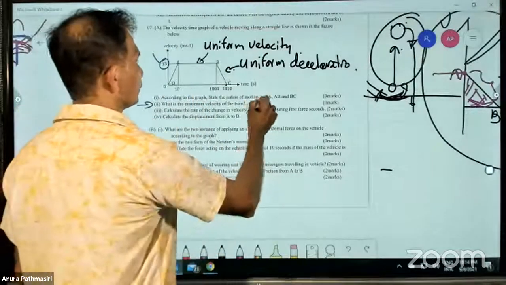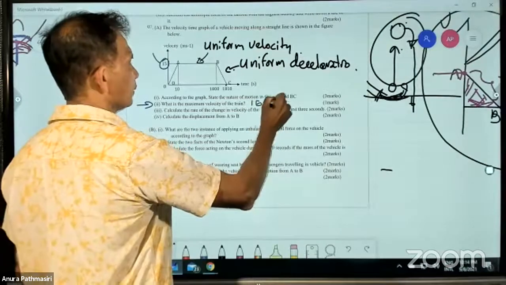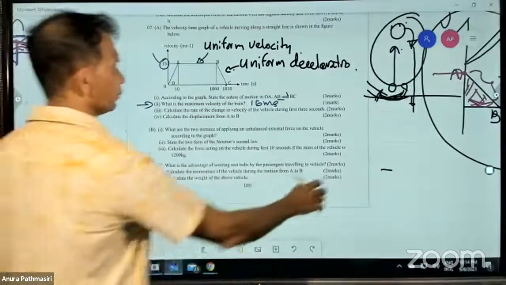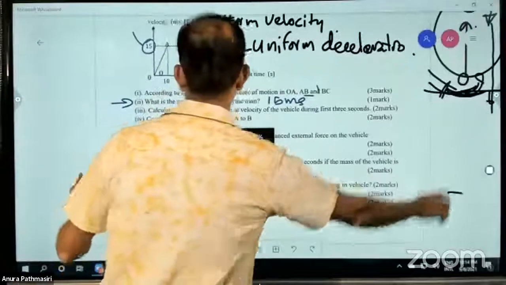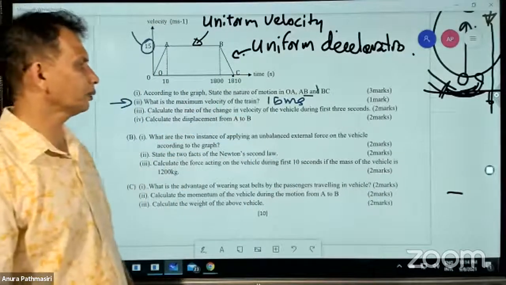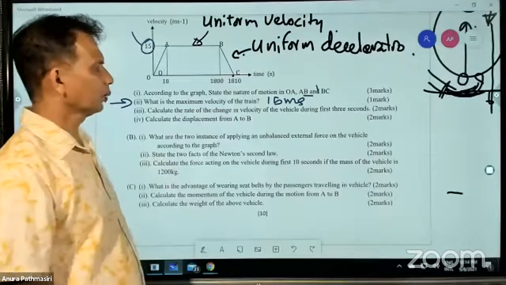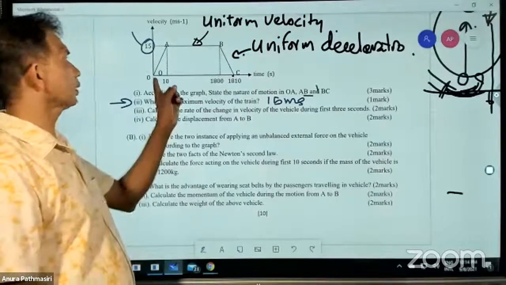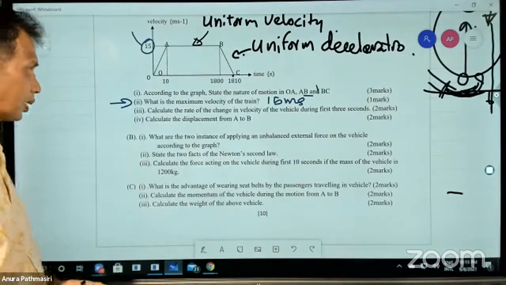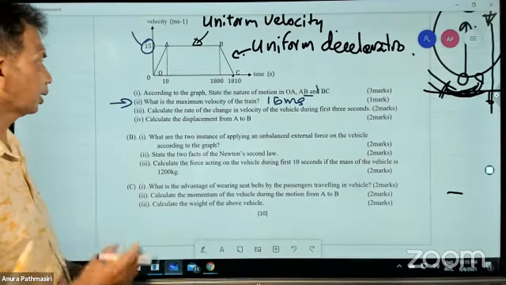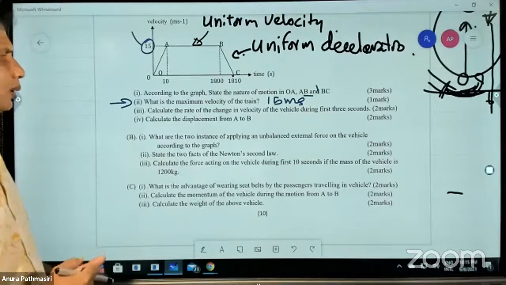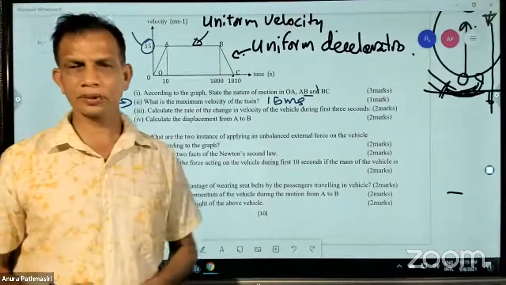15 meters per second. It is 15 meters per second. Calculate the rate of change in the velocity of the vehicle during the first 3 seconds. First 3 seconds. Calculate the rate of change in velocity of the vehicle during the first 3 seconds.